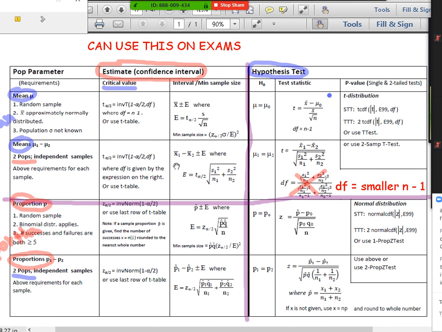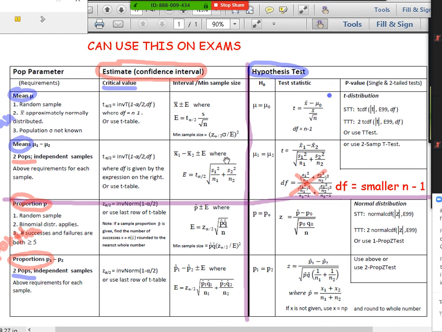We'll start that in about 10 minutes after the break. Same thing with the bottom here. The bottom of the top row is one proportion. The second row, the bottom row, is two proportions. Two samples. So we're taking two samples, and these are the formulas for that.